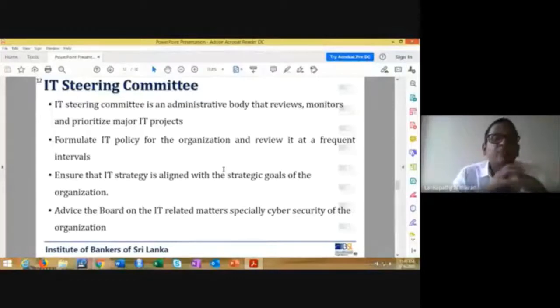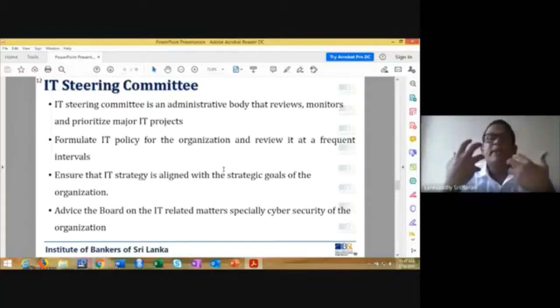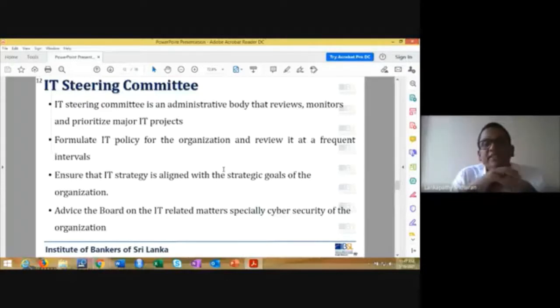Major IT projects mean, for example, if the bank is going to introduce a core banking system, or some virtual banking system, then this IT steering committee has to review, monitor and prioritize it, formulate the IT policy for the organization and review it at frequent intervals, and ensure that the IT strategy is aligned with the strategic goal of the organization.